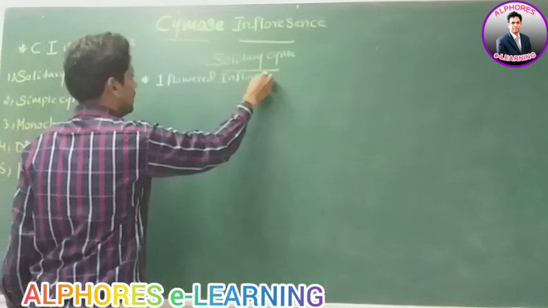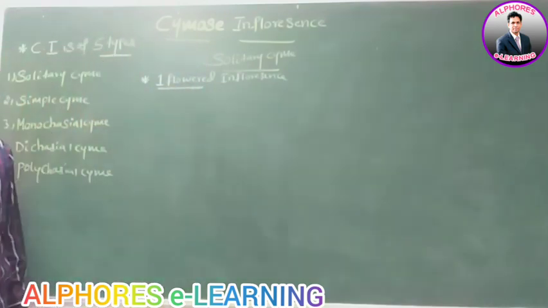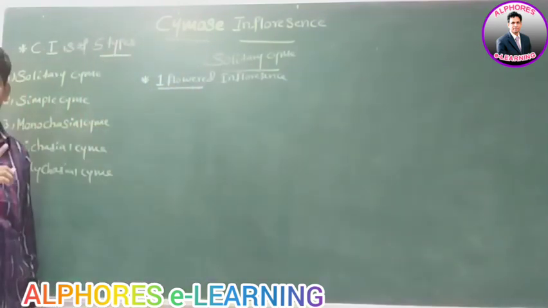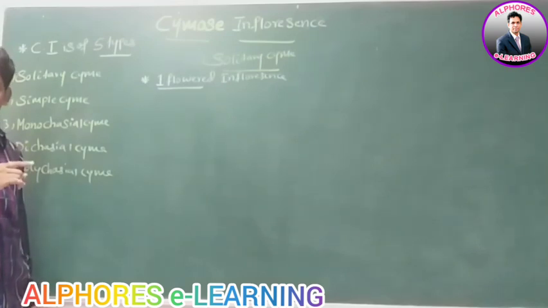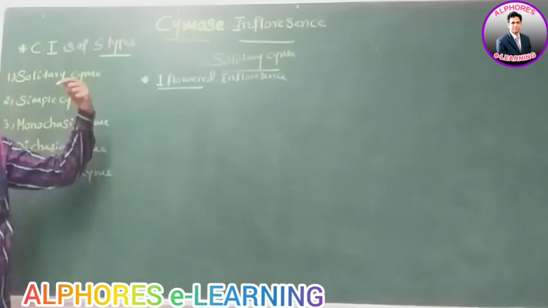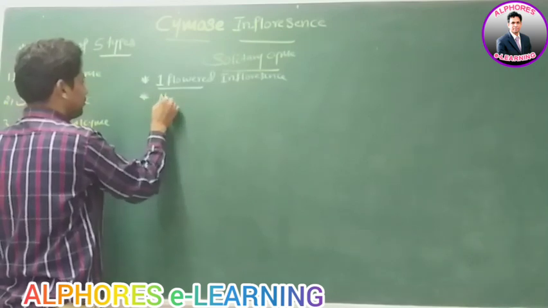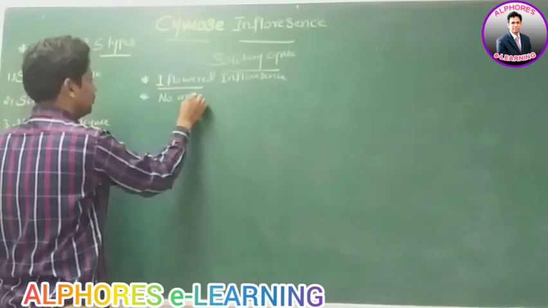One-flowered inflorescence. Sir, here only one flower is present. How many flowers are there? One flower. So, can we see arrangement of flowers? No. Arrangement is possible only if more than one flower is present. Here only one flower is present. Then how can you see the arrangement of flowers? Therefore, no arrangement of flowers.